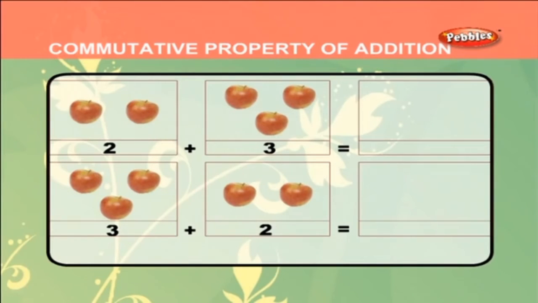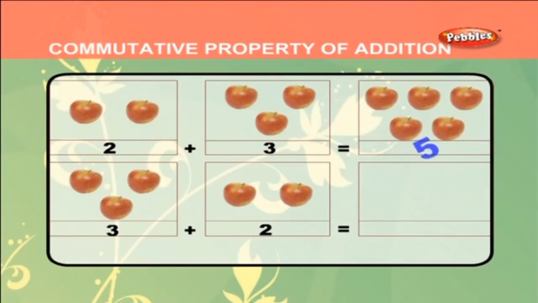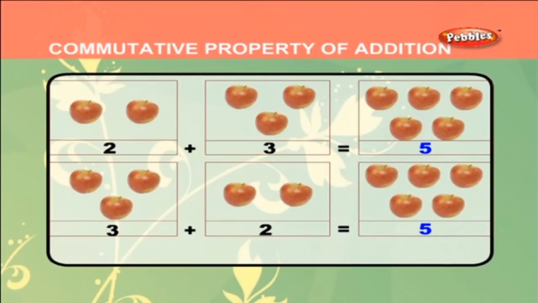Here there are 1, 2 apples plus 1, 2, 3 apples, which is equal to 5 apples. In the same way, 1, 2, 3 apples and 1, 2 apples will give you the same total of 5. Therefore, 2 plus 3 is equal to 3 plus 2.